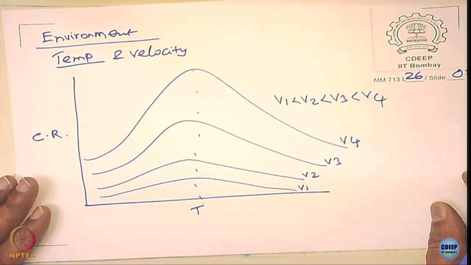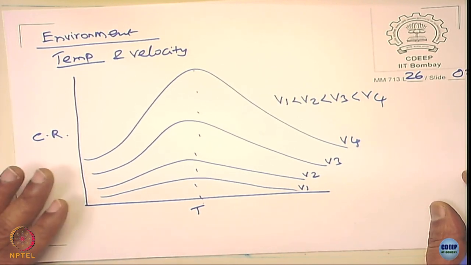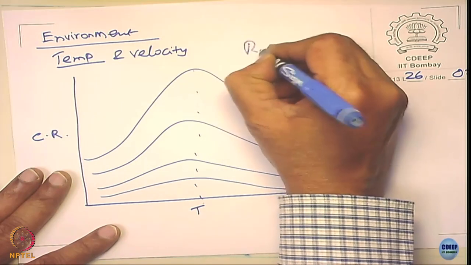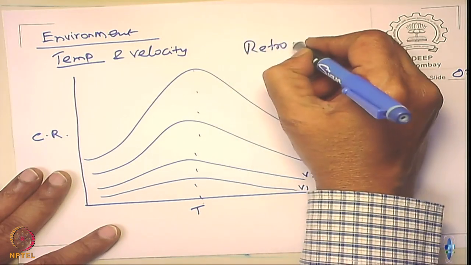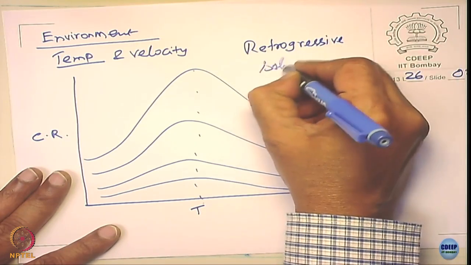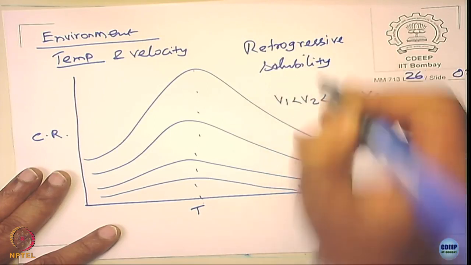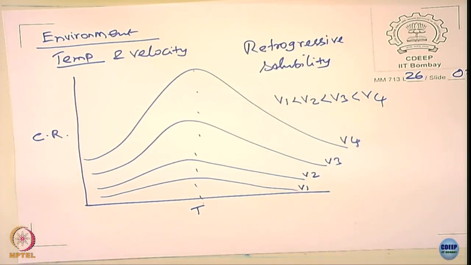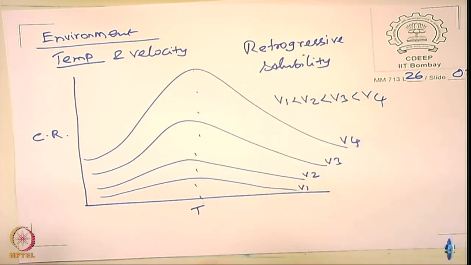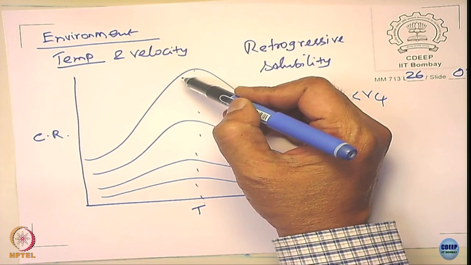what happens to solubility? In some cases, the solubility increases, in some cases, the solubility decreases. What do you call the solubility? Have you heard of this? Retrogressive solubility. So, the metal starts precipitating after certain temperatures. So, when you rise the temperature, the ability of the system to precipitate, to form protective film increases. So, the rising temperature increases the kinetics of metal dissolution.